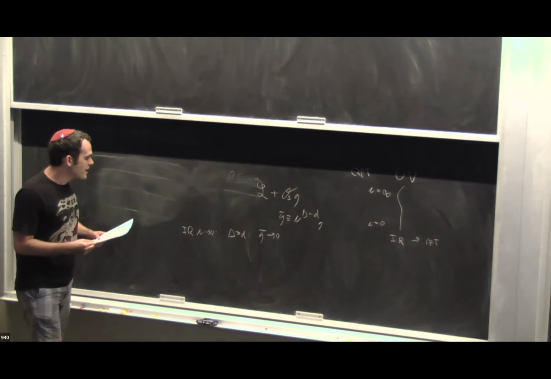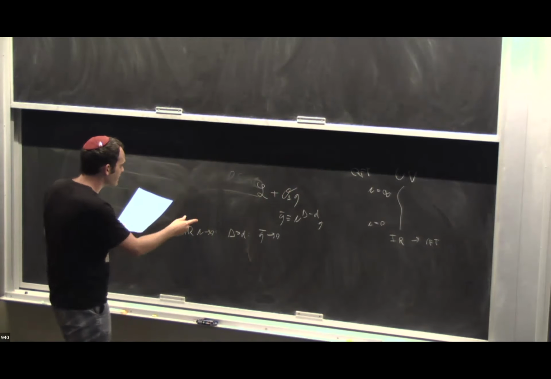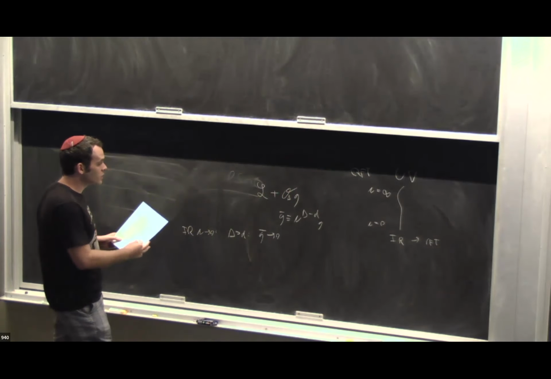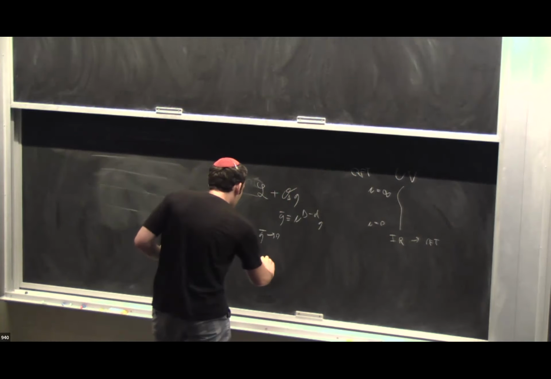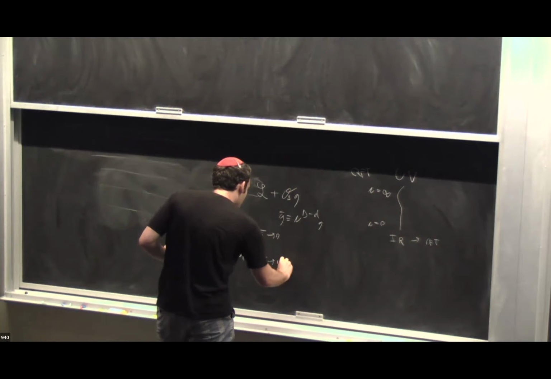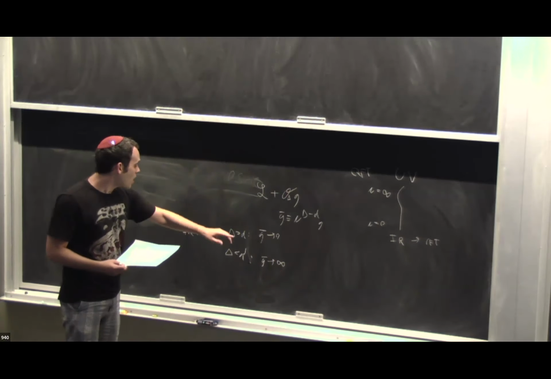So in the case where delta is bigger than d, and we're going to the IR, so we're going to very large length scales, then you see that this coupling is becoming small. Conversely, if delta is smaller than d, then you see that the coupling would become big. And so we call operators with delta bigger than the space-time dimension irrelevant. We call operators where the scaling dimension is smaller than the space-time dimension relevant.